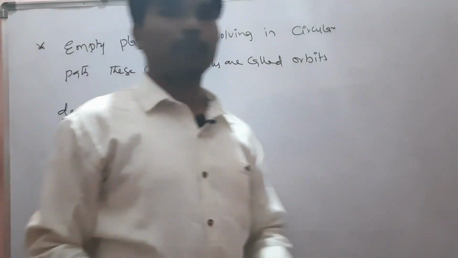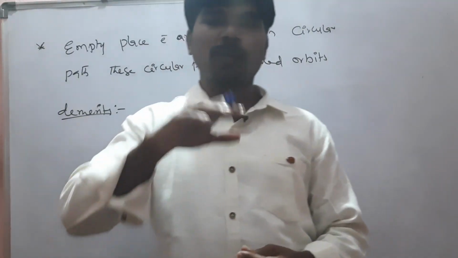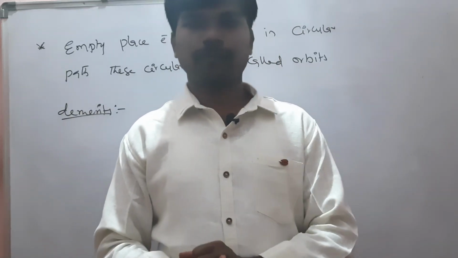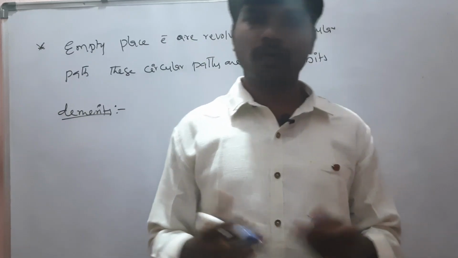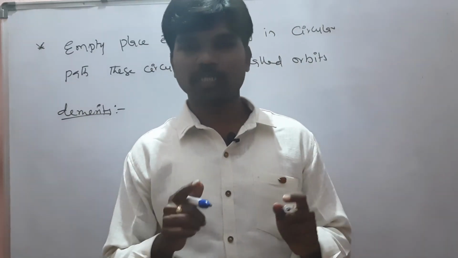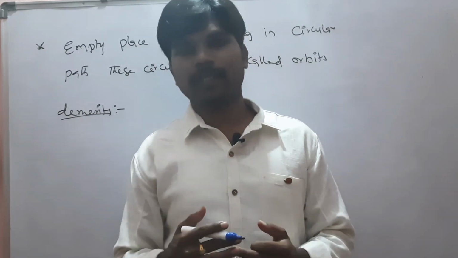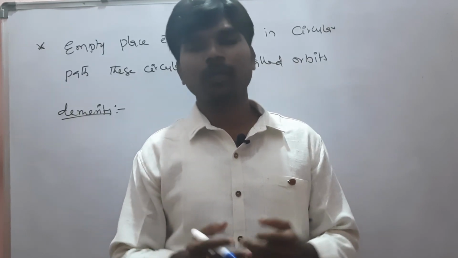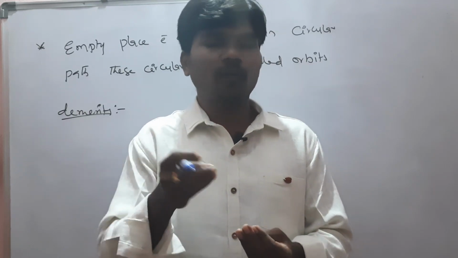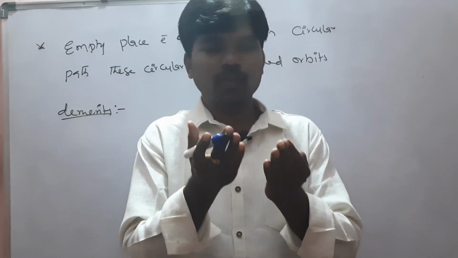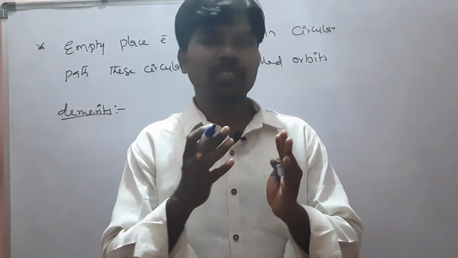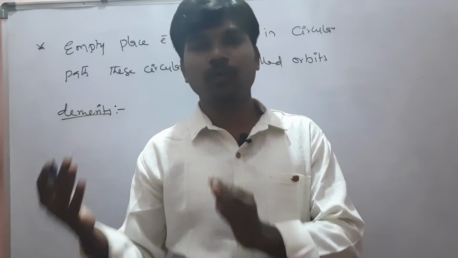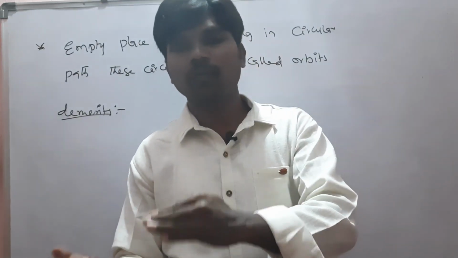Actually this model is also compared to a planetary model. Just as planets revolve around the sun, similarly electrons revolve around a nucleus. So what are the demerits of this Rutherford atomic model? According to physics, if any charged particle is under acceleration, it has to release some energy in the form of electromagnetic waves. When it releases energy, it loses energy, and then it has to be attracted by the nucleus. Then the electron should fall into the nucleus.